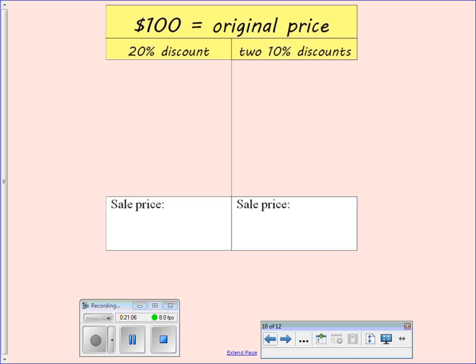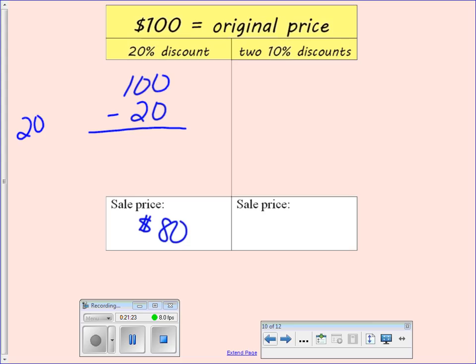If it was a $100 item, what's 20% off? $20. So the sale price is $80. I don't understand why you're packing up. We're not done. You should be writing this in your notes. Okay, so this is with 20% off. It's $80. Now let's do 2 10% discounts.